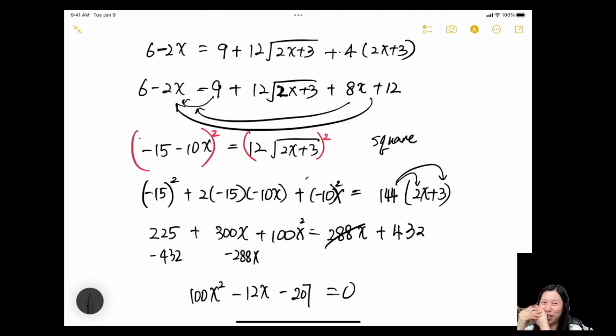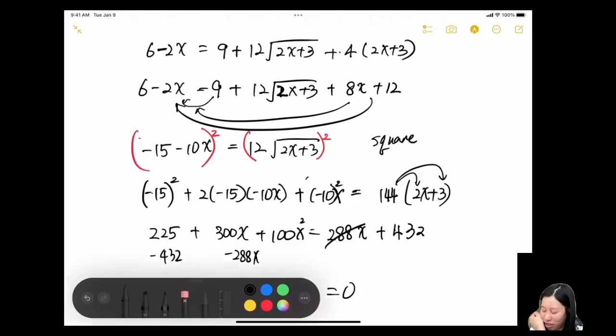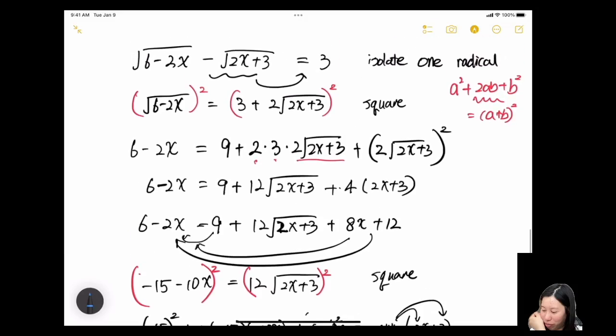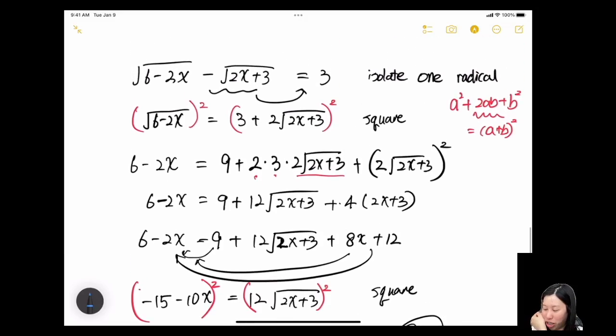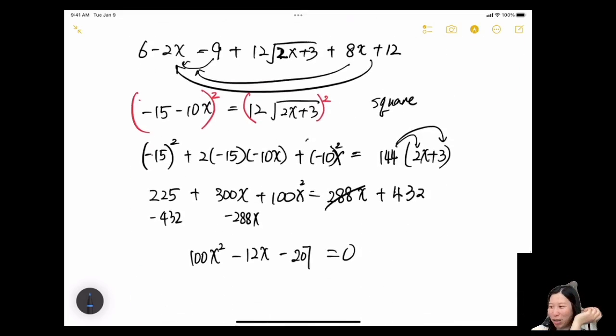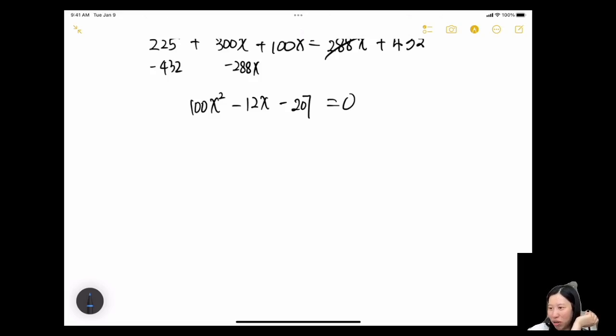Hold on, I found out that I may have written this problem wrong. When I try to add this one here, it's not 2 times. I don't know why I would write a 2 here. I guess maybe I meant to write something else. So let me redo this, but the idea is the same. Let's try to do it right this time. Try to do it by yourself.